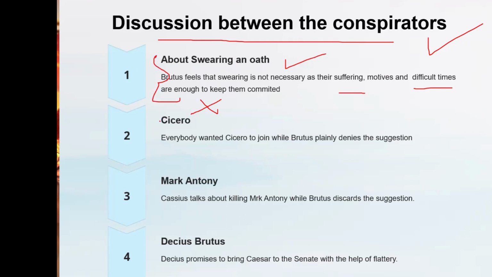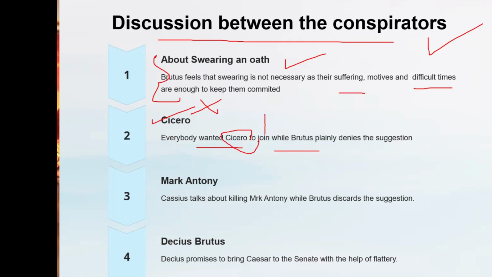All right, the next thing that they discuss is about Cicero. So who was Cicero? Now, Cicero was a scholarly person, and he was very senior, and therefore, most of the people suggested that Cicero should join the conspiracy. But again, Brutus denies. Why does Brutus deny? Because he feels that he is never going to follow something what other men will start, right? So what does he say? That he will never follow anything that other men begin. So therefore, he also doesn't agree with the fact that Cicero should join their conspiracy.